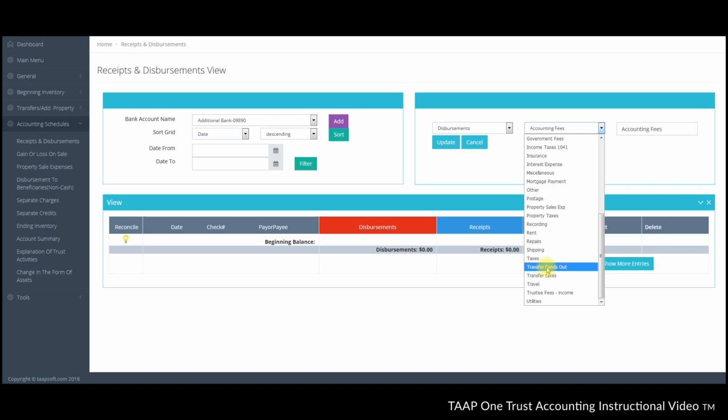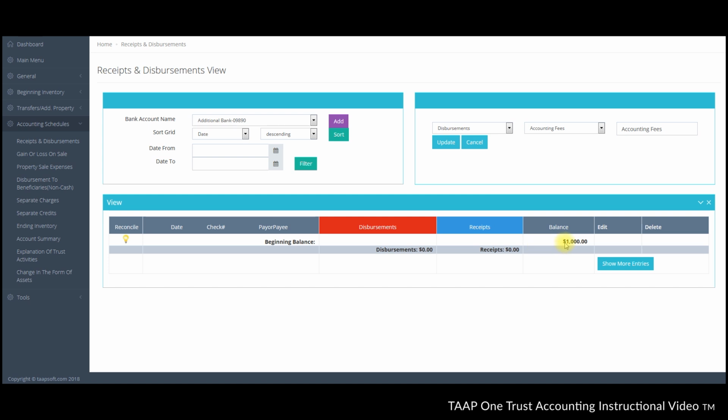In some of our earlier videos, and when we did the transfers and additional property, we emphasized that transfers neither increase or decrease the universe of the trust or estate. In other words, if I move $1,000 from Wells Fargo to Bank of America, I still have $1,000. I don't have zero and I don't have $2,000. So what we're going to do here is we look at our balance on additional bank here of $1,000. That's not enough for us to do business.